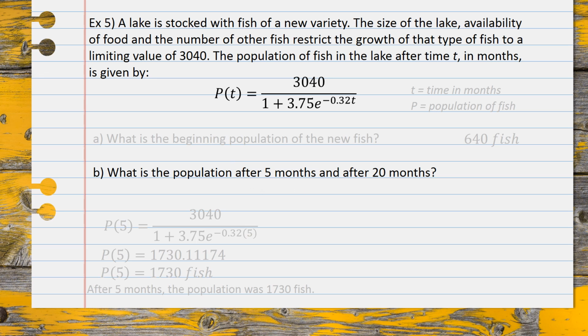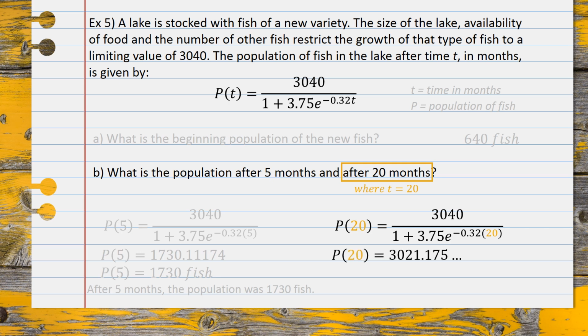Now let's talk about after 20 months. What does that mean for us? Well, that means where t equals 20. Again, we already have the equation, so every time you see t, this time you plug in a value of 20. Like before, make sure you include parentheses in the denominator.